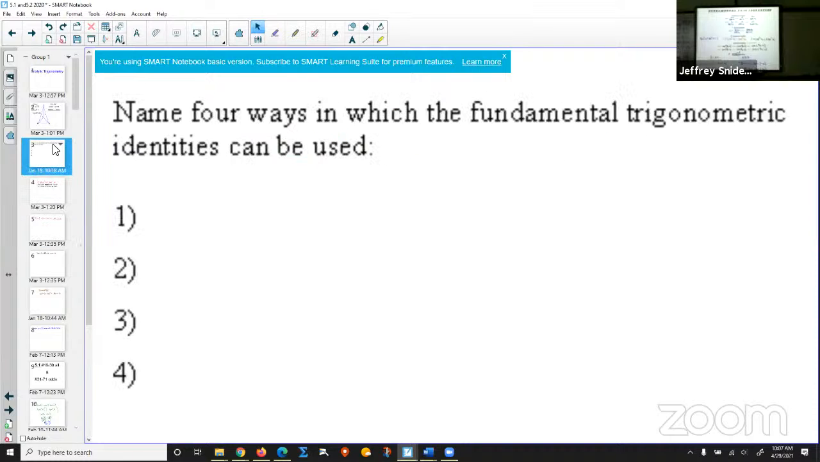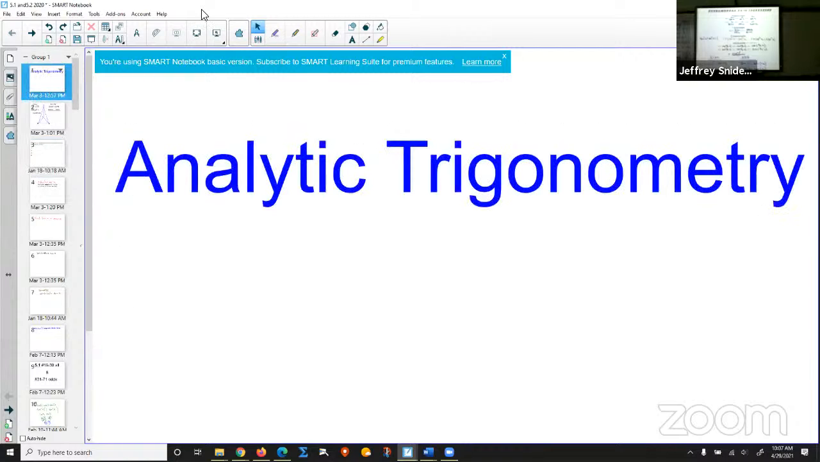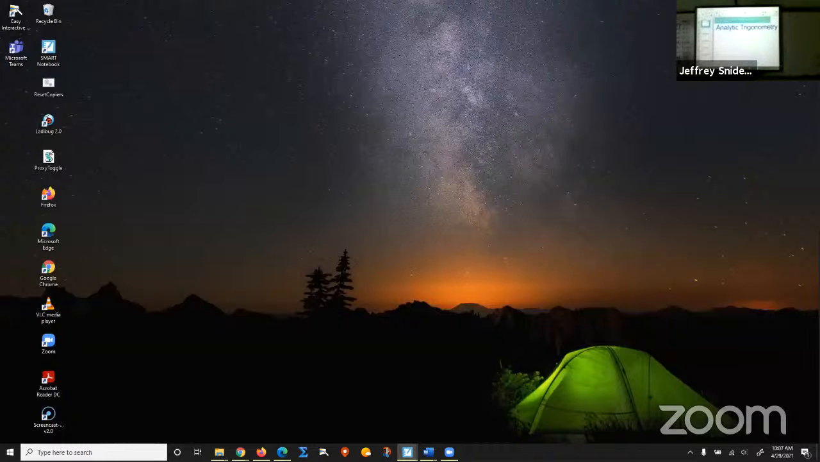So here's what we're going to be starting today. It is known as analytic trigonometry. Okay? Analytic trigonometry. So we are going to want to be able to use trig identities to do some things to help us out in this class. All right? So before we even do anything that's analytic trig, does this kind of thing look familiar at all from last year?